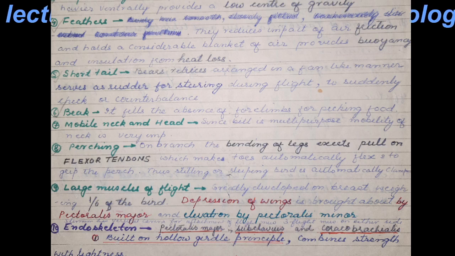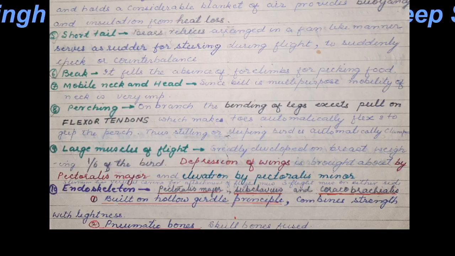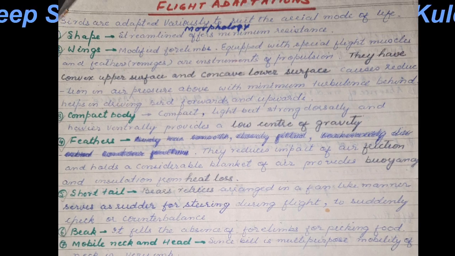They have large flight muscles developed on the breast side, and these are pectoralis major and pectoralis minor. Pectoralis major affects the depression of the wings, whereas pectoralis minor elevates the wings. They have a unique kind of endoskeleton which is hollow, and it is tough also, built on hollow girder principles. The bones are pneumatic and fused, which provides them a firm fulcrum.